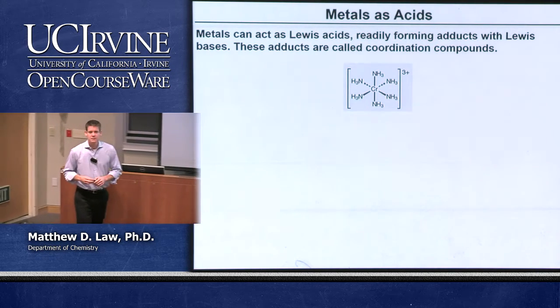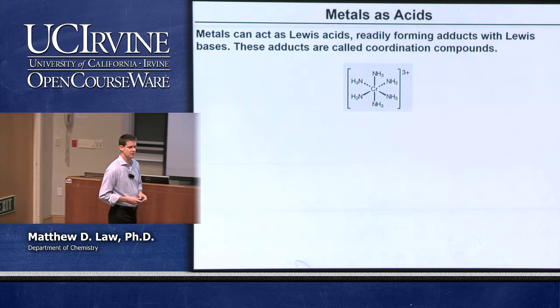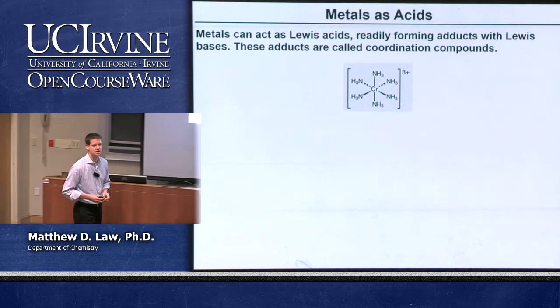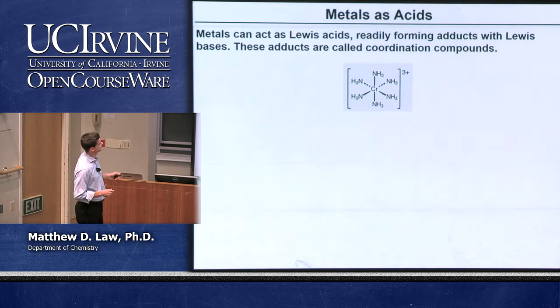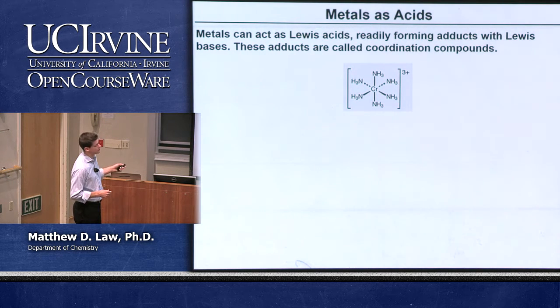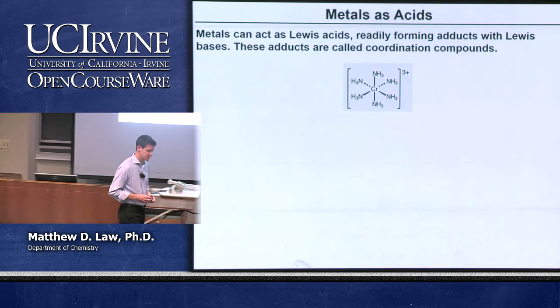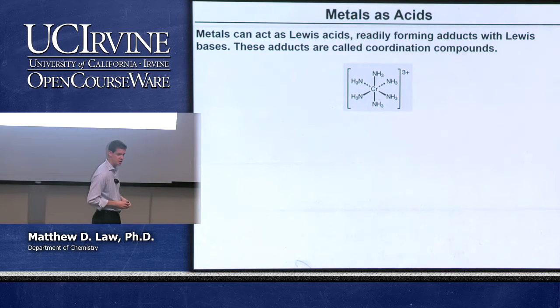Okay. A couple of additional interesting things related to acid-base chemistry that we need to bring up. One is that many metals are good acids. Metals themselves can act as acids. When we talk about coordination compounds, they are always acting as the Lewis acid. So we have Lewis acid-base adduct formation making metal complexes, coordination compounds.